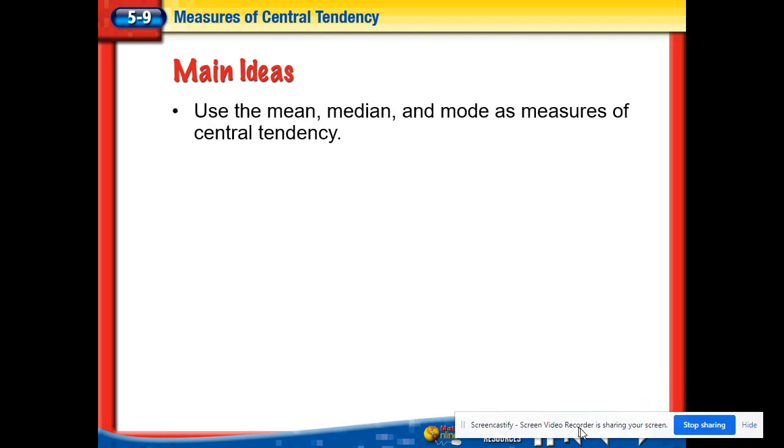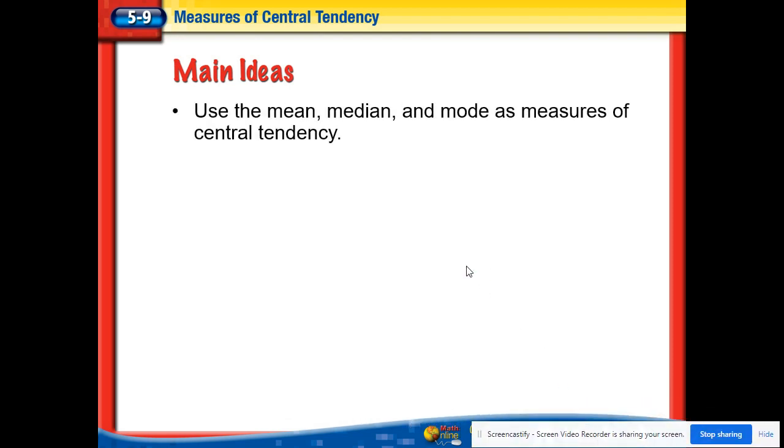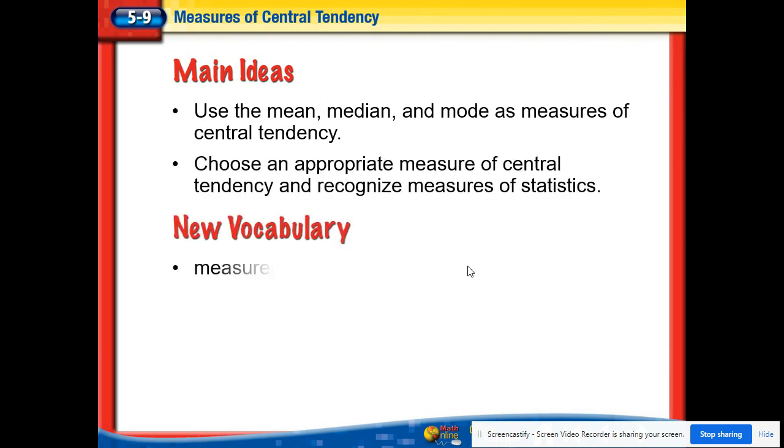All right, today we're going to be talking about mean, median, and mode as measures of central tendency. We're also going to make sure we know when to use each of those, which one's the best to use at any given time for whatever statistical reason that we have. So the measures of central tendency are mean, median, and mode. That's the definition of them. Mean, median, and mode right there.